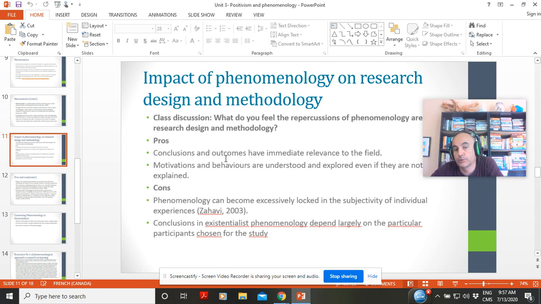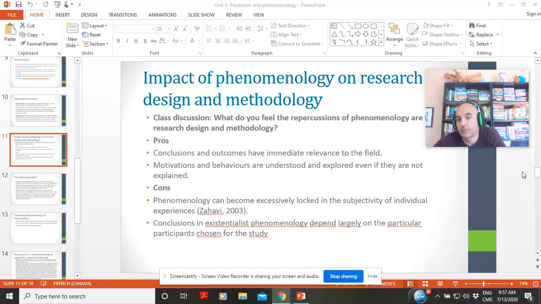In terms of pros, conclusions and outcomes are immediately relevant to the field, or even to that group, or even to that individual. So there's a lot of triangulation going back to the person you're working with, because all the research you're doing is directly relevant to that person or that group. Motivations and behaviors are understood and explored even when they are not explained. So it's accepting meaning making even when you don't have a causal element about that meaning making. We're not that interested in why that person is construing reality in this way. We just think that the fact that they're construing reality in this way has an impact on us understanding what happens in the field, particularly what happens in a classroom.